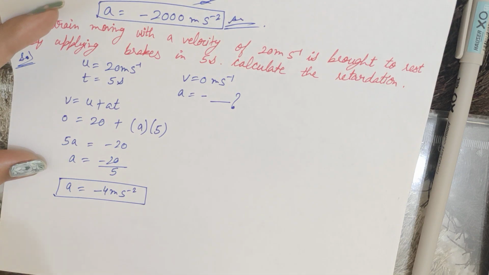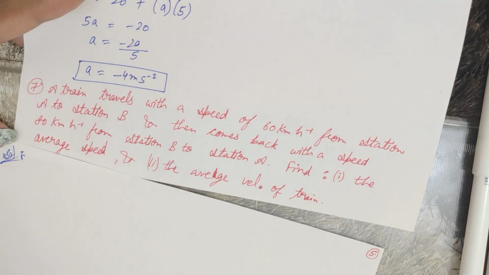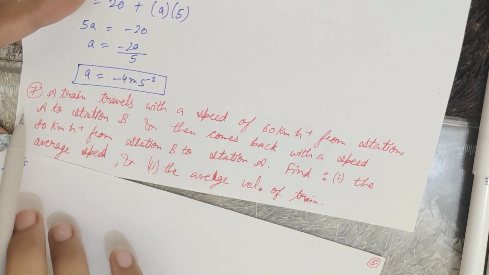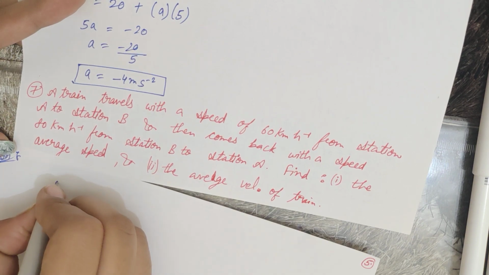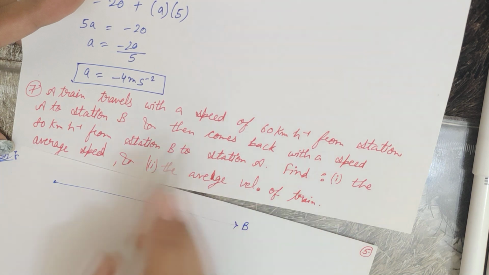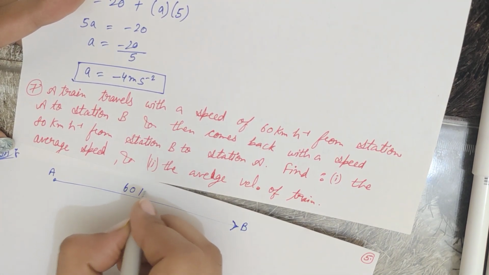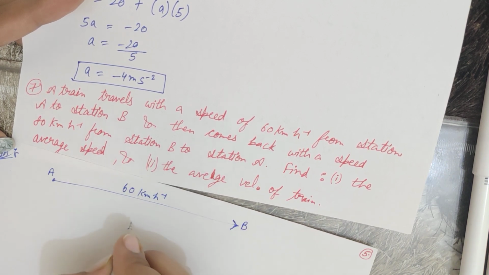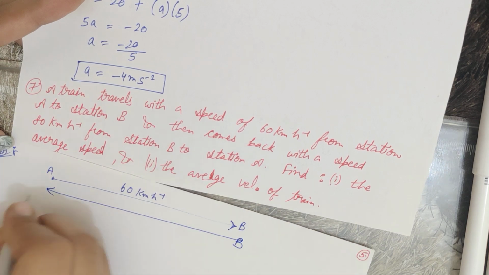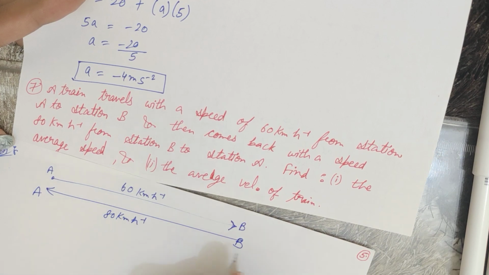Numerical number 7. This is the most important one also. Seventh numerical: a train travels with a speed of 60 km per hour from station A to station B. Let this be station A and this be station B. The train is traveling from station A to station B, towards this side, with the speed of 60 km per hour, and then comes back from station B to station A with the speed of 80 km per hour.